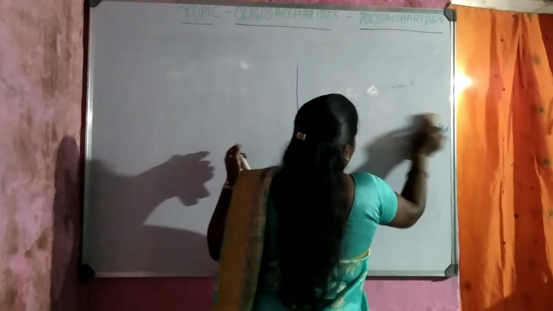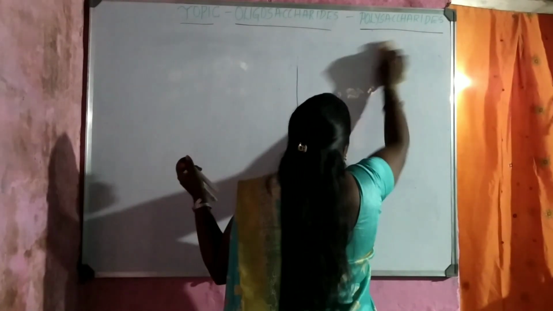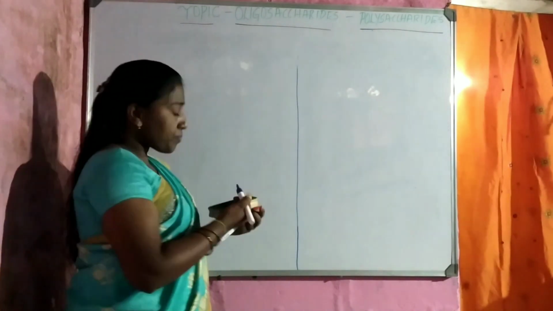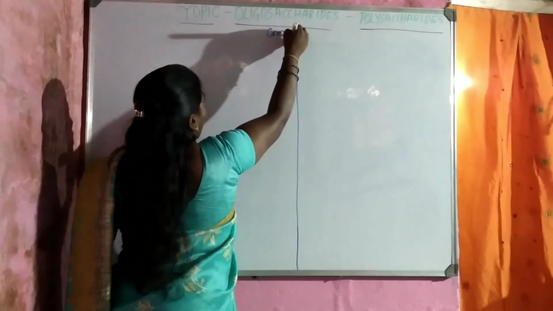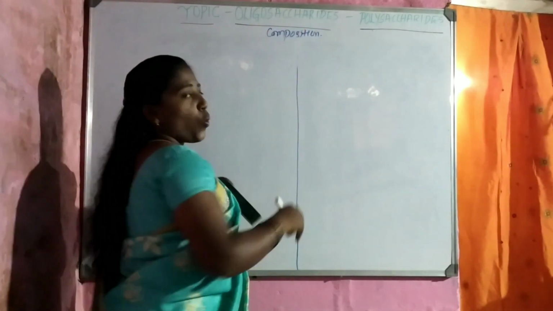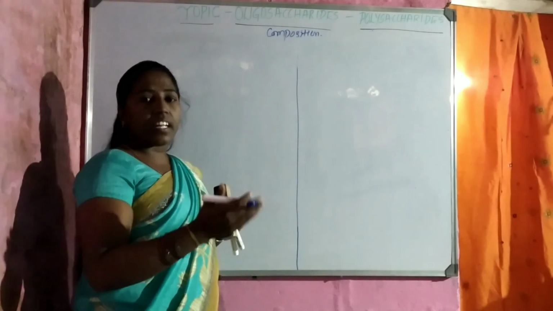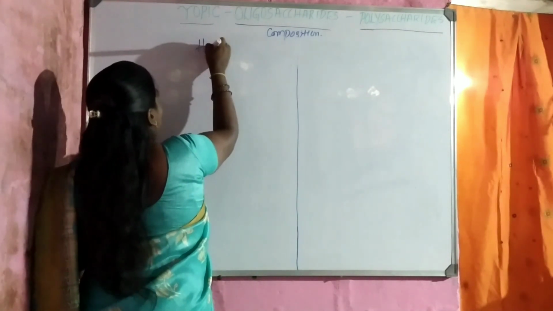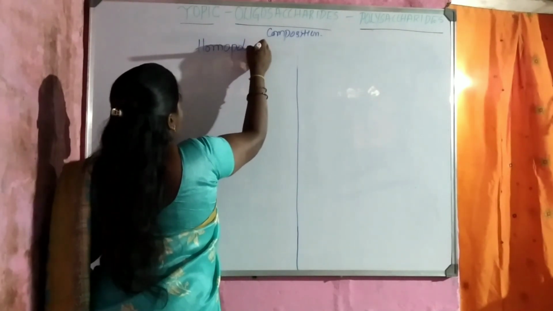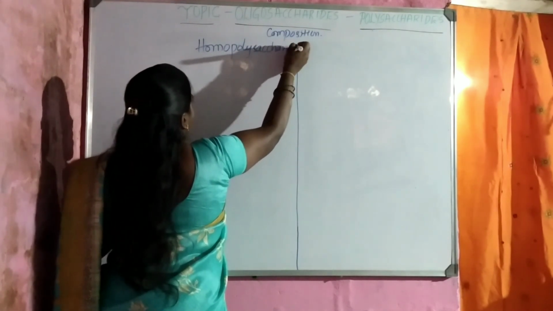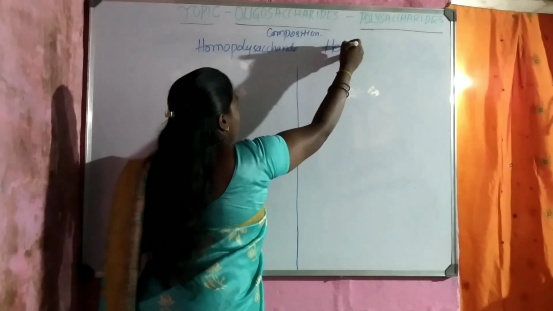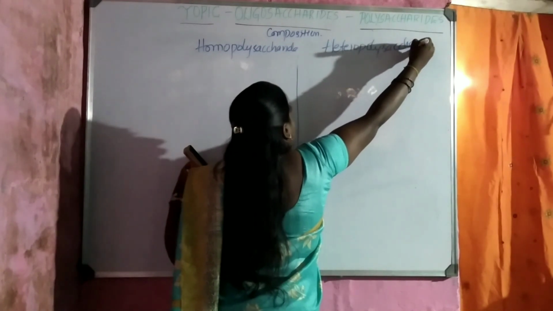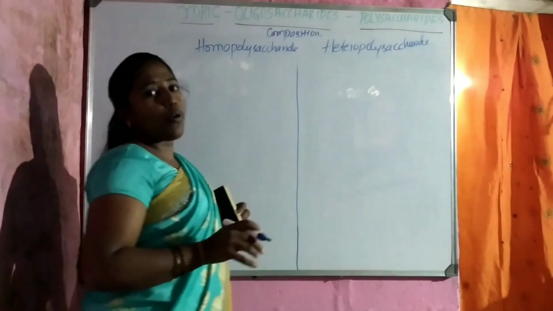As we know, polysaccharides are made up of many monomers. Now, based on composition, we have two types. One is homopolysaccharide, another one is heteropolysaccharide. Okay. First let us discuss homopolysaccharides.